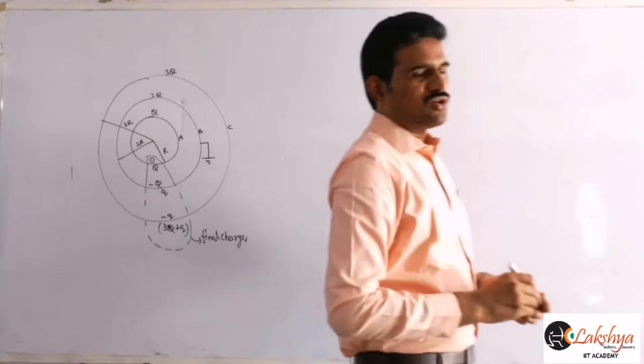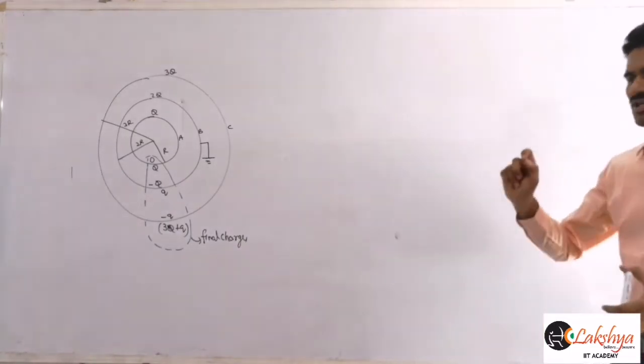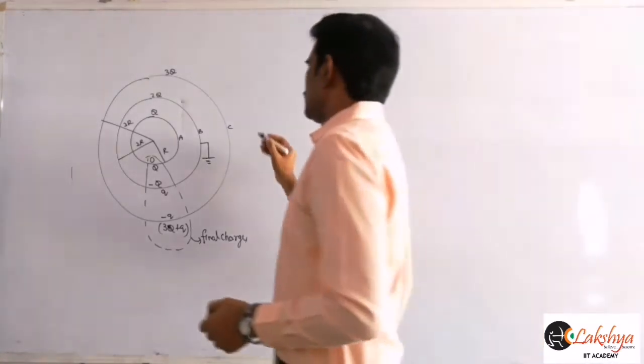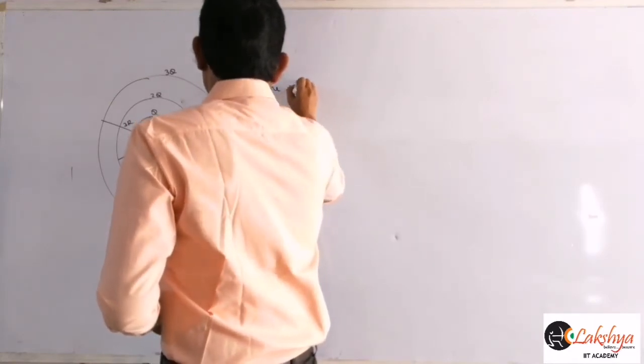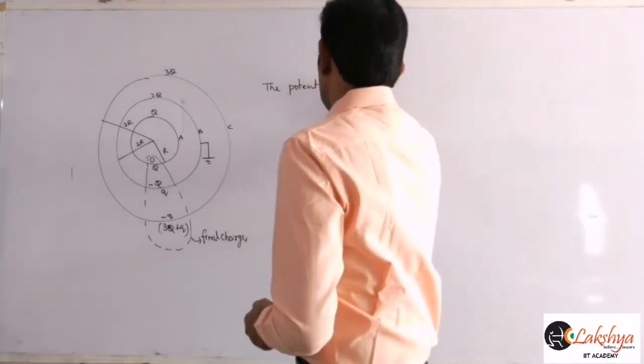And now simply what we should do is write the potential of shell B and equate it to 0. The potential of shell B.